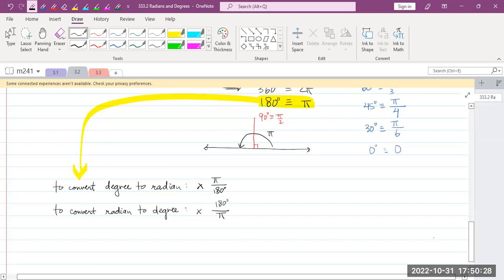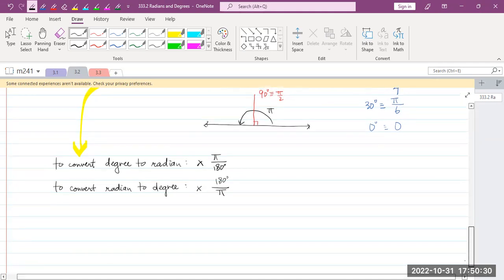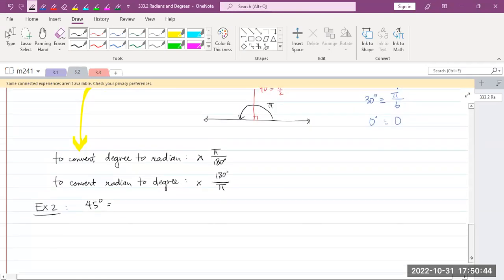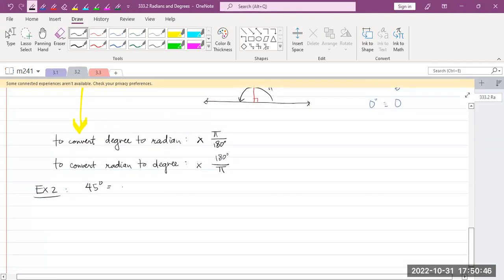Okay, now let's do some examples. I hope these examples are actually quite simple. Example 2: what is 45 degrees in radians? We already know up here that 45 degrees is pi over 4, right? But suppose we use this formula, then it will be 45 degrees times pi over 180 degrees.